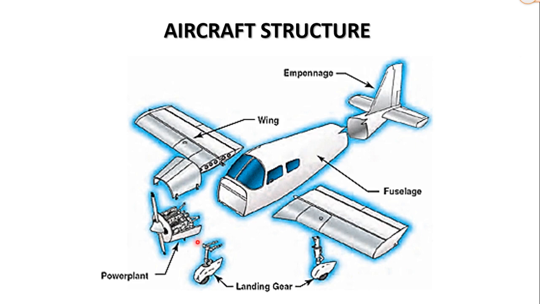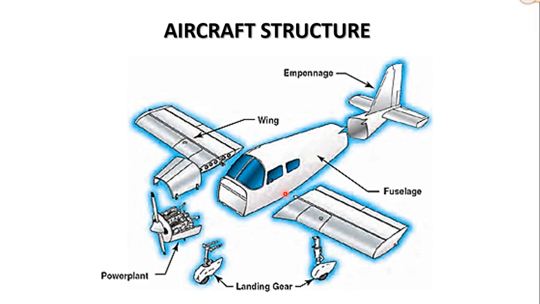Aircraft structure. Here we have five important parts of an aircraft: fuselage, wing, empennage, landing gear, and power plant. The fuselage is the primary body of an aircraft which holds all the things together, where all the parts are connected to the fuselage. It carries the passengers and cargo.